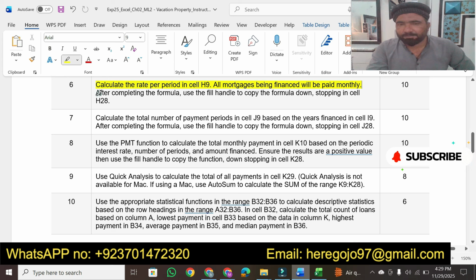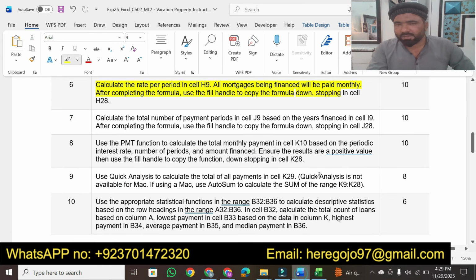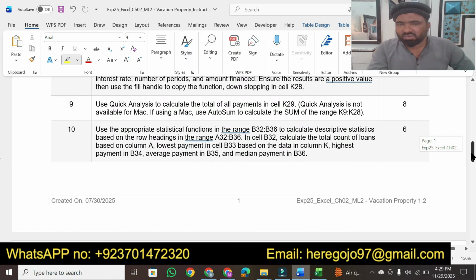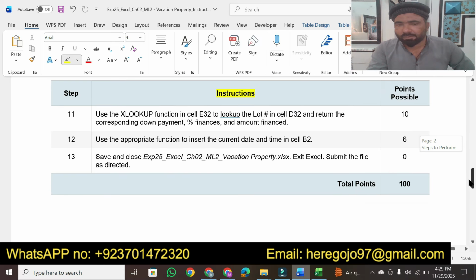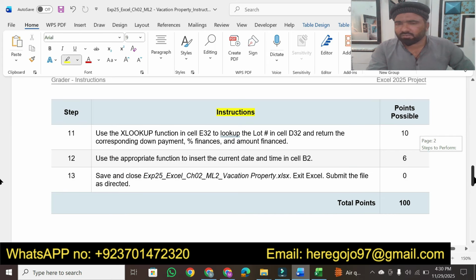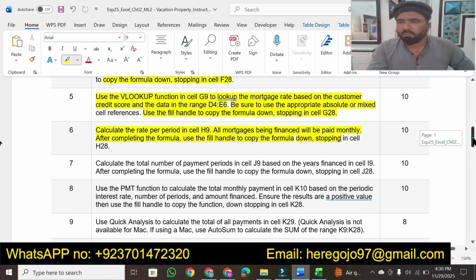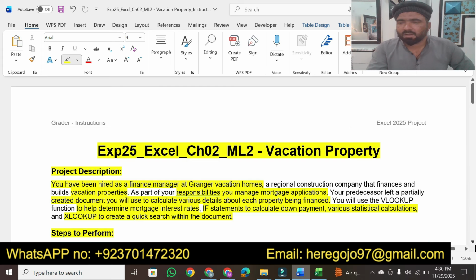After completing the formula, use fill handle to copy the formula down, stopping in cell H28. So in question number 6, we have to work there in H9, and here we use a formula to calculate the rate per period. So question number 6 will be done in this way. Same way we will solve question number 7, 8, 9, 10, 11, 12, and 13 step by step. You may see we have 13 questions in today's assignment. Out of 13 questions, we have solved the first 6 questions. Half of the assignment is done from my side in today's video.